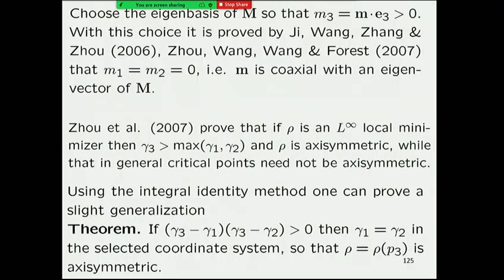And so using this integral identity method, you can prove a slight generalization: if this expression is positive, then gamma 1 is equal to gamma 2 in the selected coordinate system, so that rho is just a function of p3, and so it's axisymmetric. So really it's the same sort of argument, it's just a little bit more complicated.